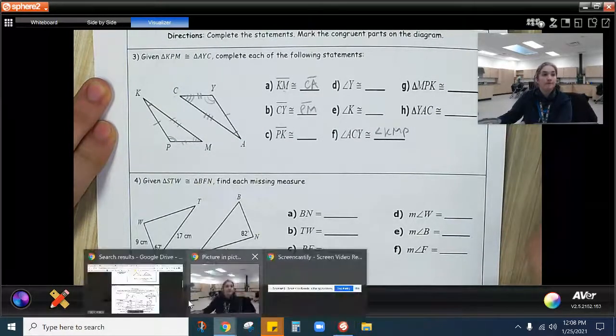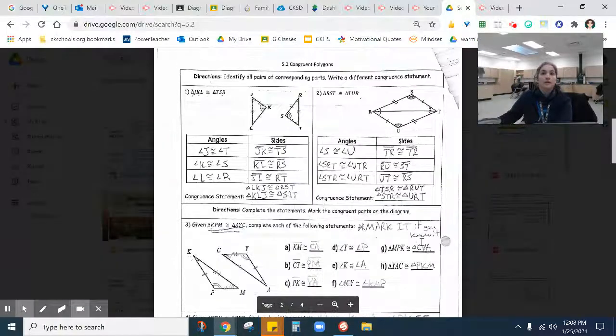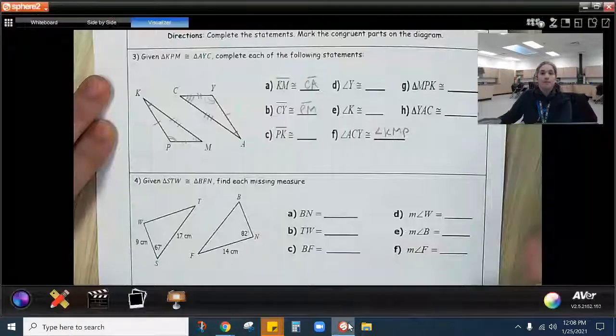All right, for number 3, you should have gotten YA for PK, angle P for angle Y, angle A is congruent to angle K, and then triangle MPK is congruent to triangle CYA, and then triangle YAC is congruent to triangle PKM. If you know it, mark it, or mark it if you know it, however you want to say it, either way. If you know it, mark it.